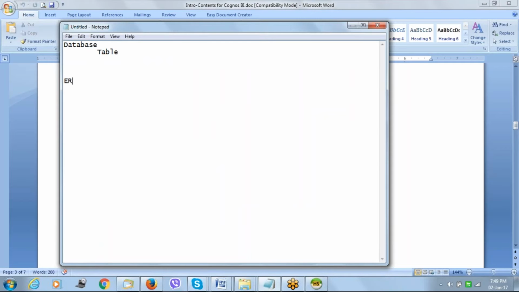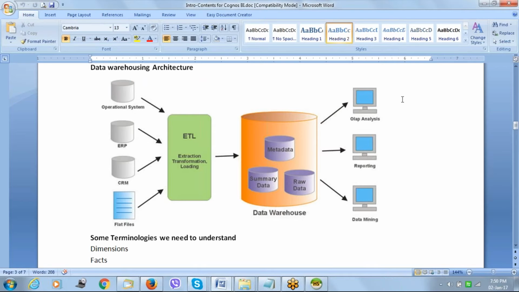ERP means enterprise resource planning. CRM means customer relationship management. If I'm explaining things you already know, you can just stop me and I can move to another thing. So in a data warehouse, we get the data from these types of sources, ERP and CRM. CRM means like a billing system, a billing application.